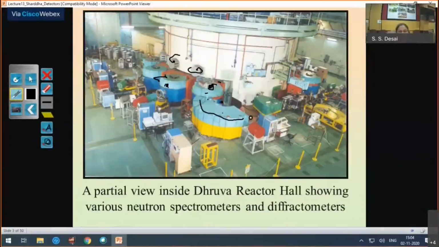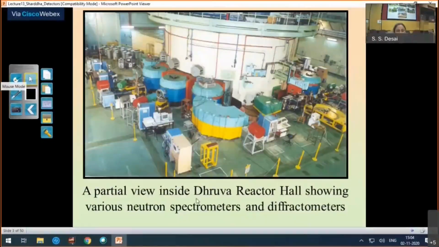This is just to give you an idea of how all these instruments are equipped with in-house made neutron detectors, right from a beam monitor to the scatter rooms.